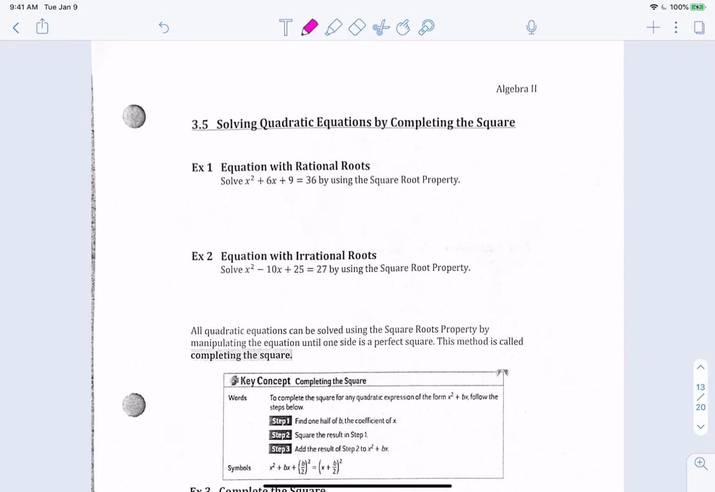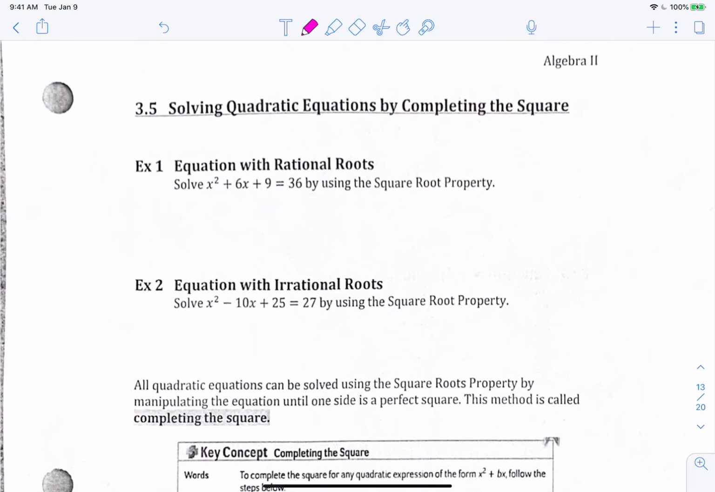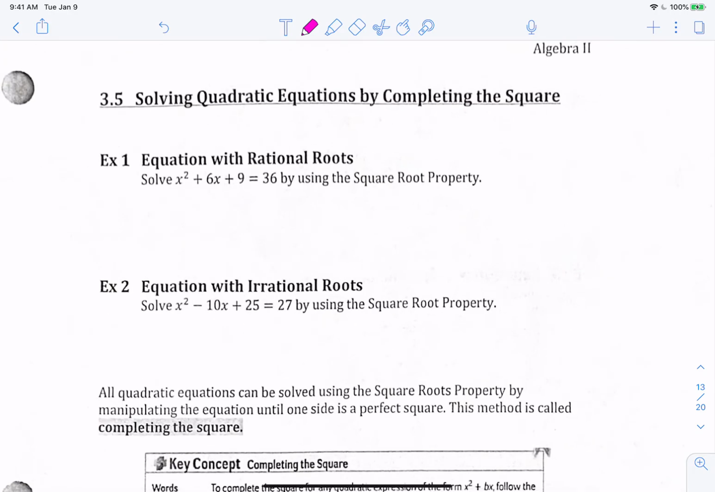All right, this is section 3.5, solving quadratic equations by completing the square. They're going to baby step us into completing the square. The entire process has a couple steps to it, but these first two are just going to be the introduction. So this is just the intro steps to completing the square, okay?